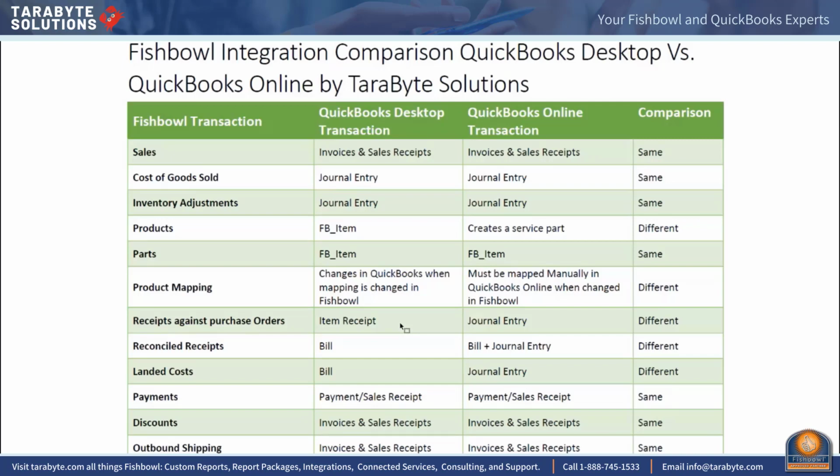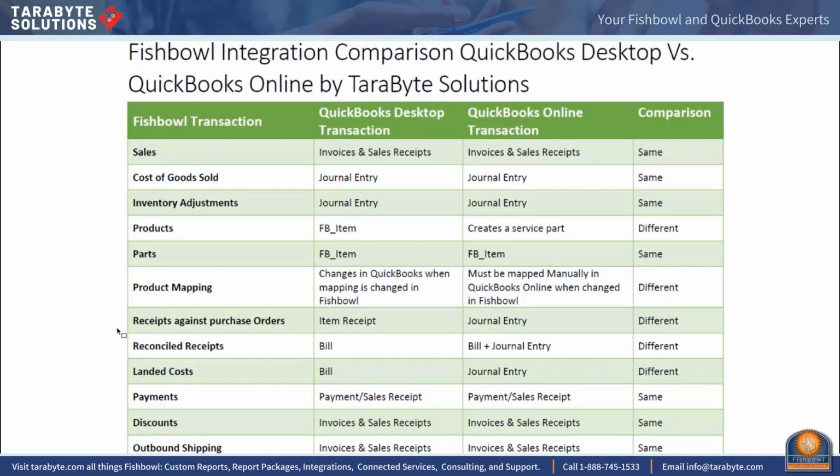We do not have to worry about making a pretty QuickBooks Online invoice, because instead of using FB_item in the API, Fishbowl creates a service part in QBO for that product item.